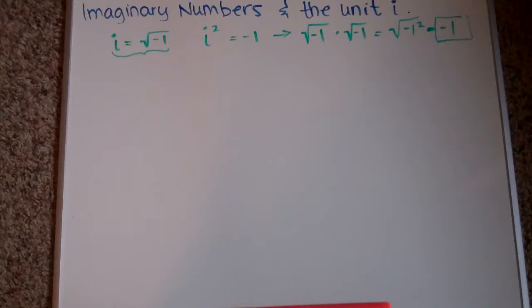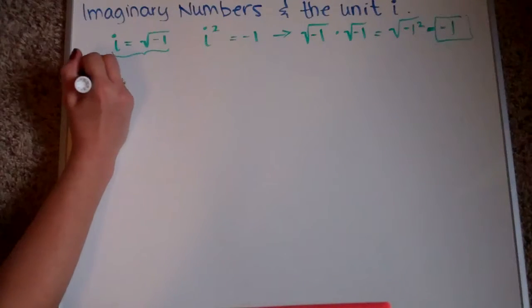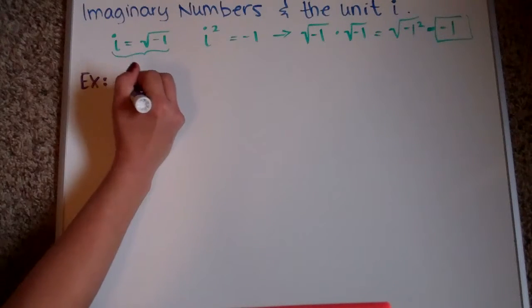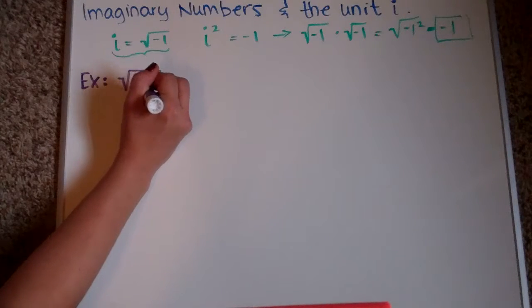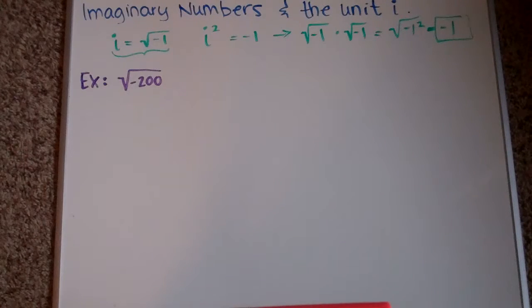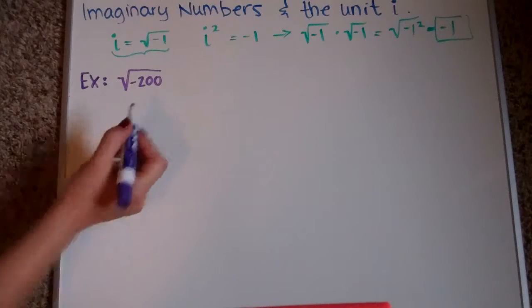Let's take a look at a couple example problems. If we're given something like the square root of -200, and we're told to simplify that, we're just going to use the knowledge that we already have about how to simplify square roots that aren't perfect squares. So that's the first thing that we'll notice. This is not a perfect square.